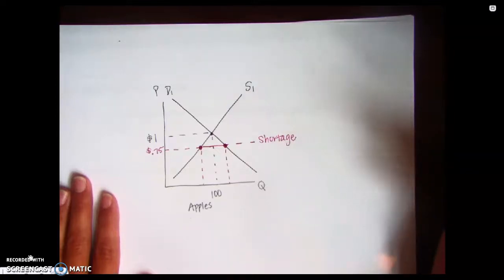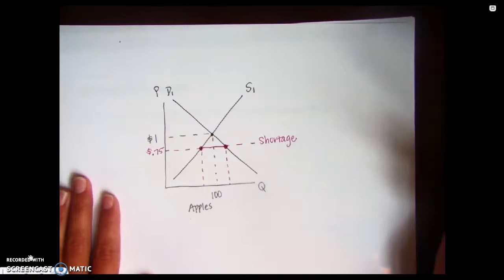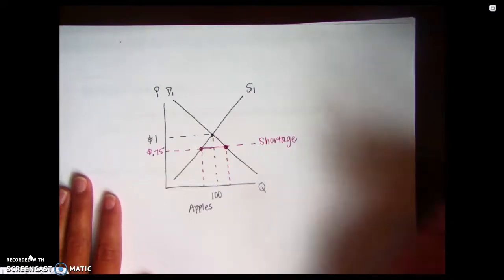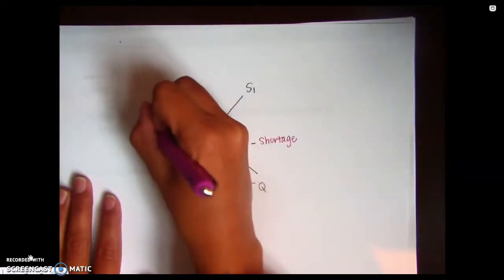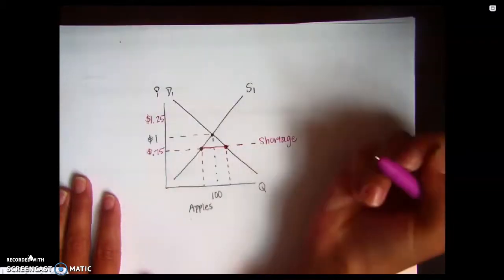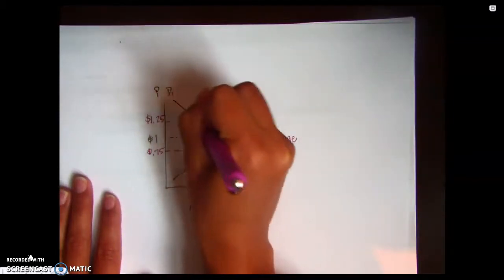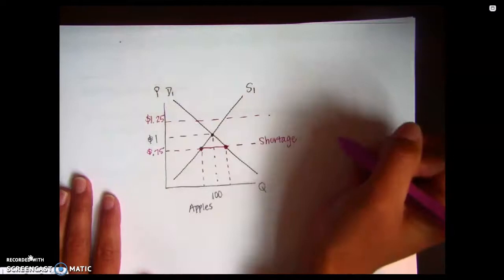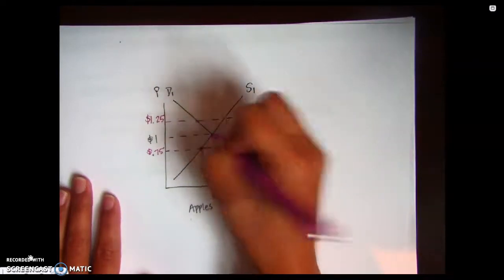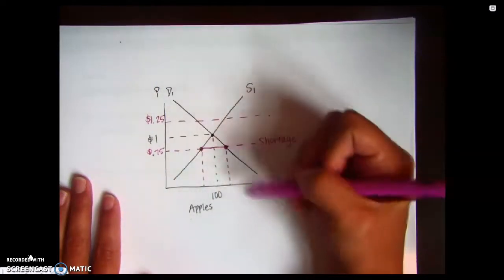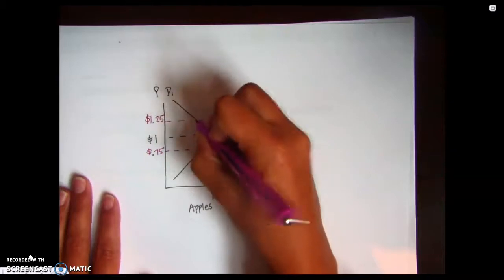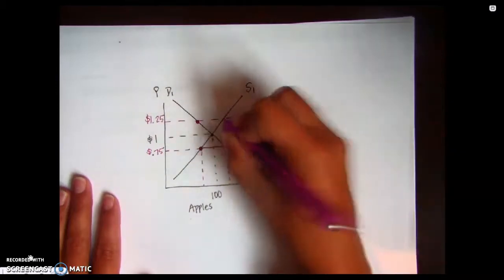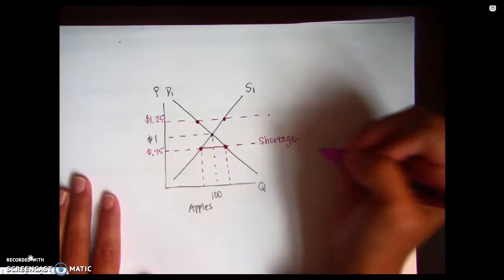Well, let's say that the government, instead of saying 75 cents, let's say that they decide apples cannot be more than $1.25. So we would put $1.25 here, and we would draw our line across like that. And again, we are no longer in equilibrium. We are now here and here on our demand and supply curve.